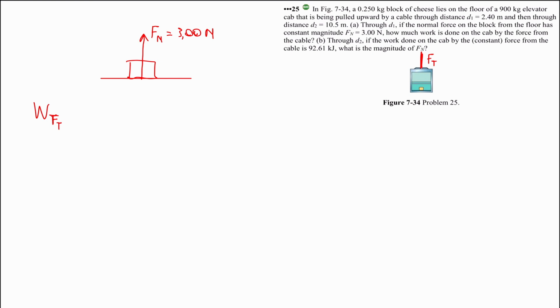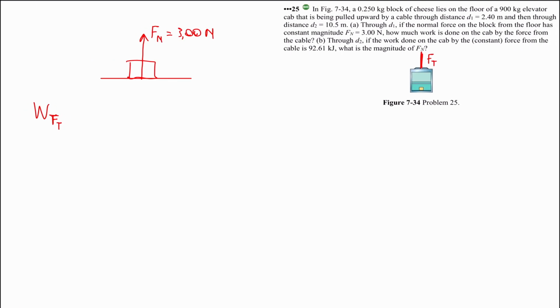Since the normal force here is constant, we can conclude that the cab will have a constant acceleration also. Because let's think about it. Besides the force from the cable, the tension, what other forces are present acting on the cab? Well, the only other force is the force of gravity. And we know that's constant. So the sum of constant forces is going to result in a constant net force. And a constant net force is going to give rise to a constant acceleration.